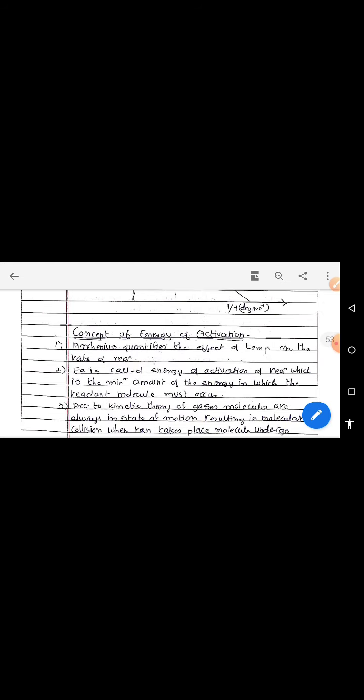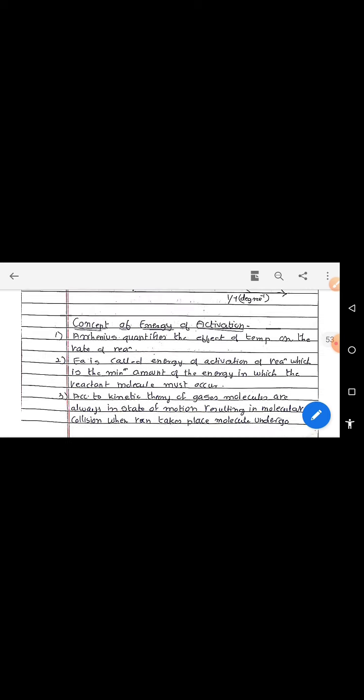Next is the concept of energy of activation.